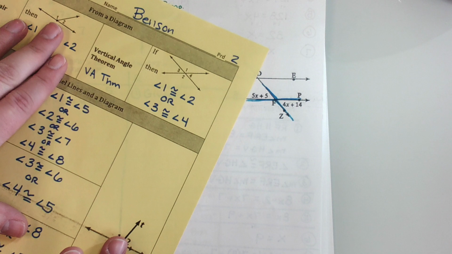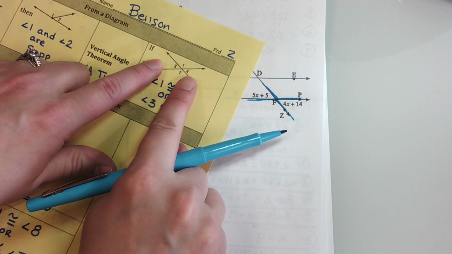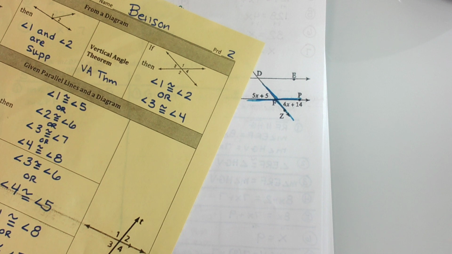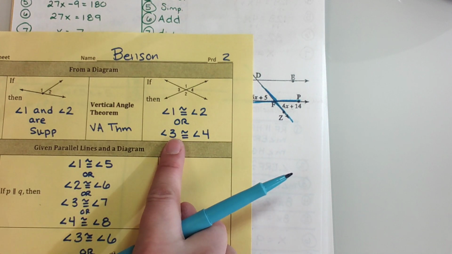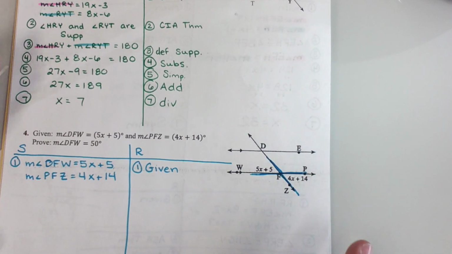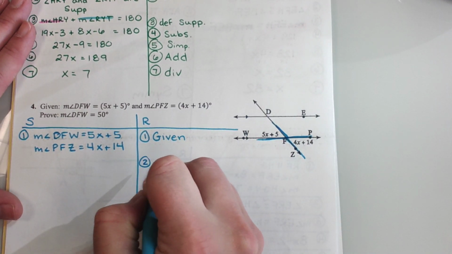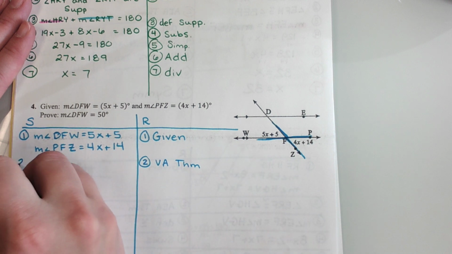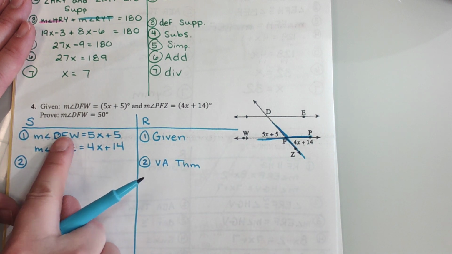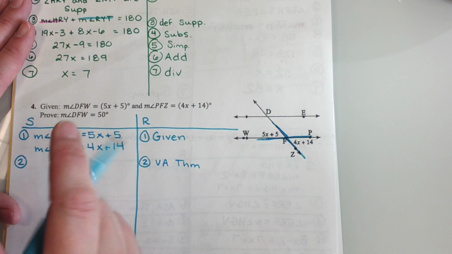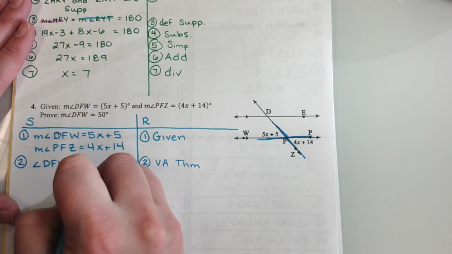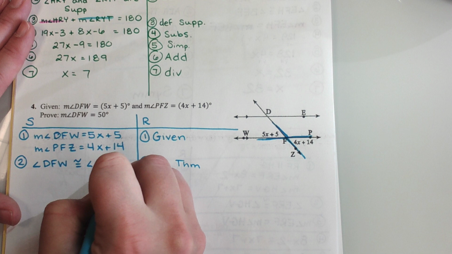Looks kind of like angle 3 and 4 in this picture. They're vertical angles. According to the vertical angle theorem, I can call them by name to be congruent. Vertical angle theorem. By name, well, the names are right here. Angle DFW is congruent to angle PFZ.